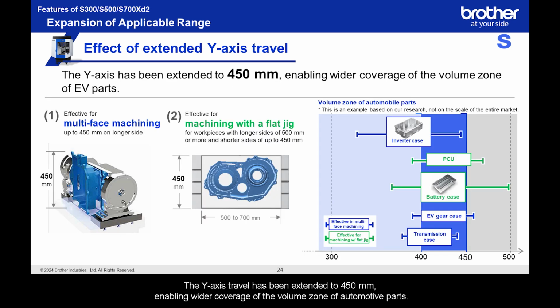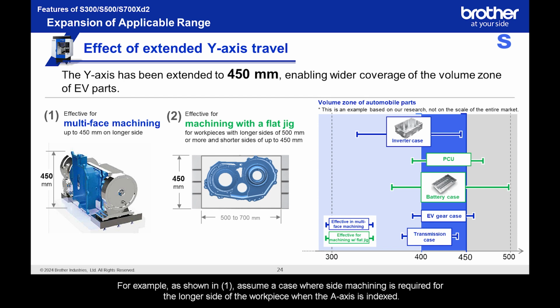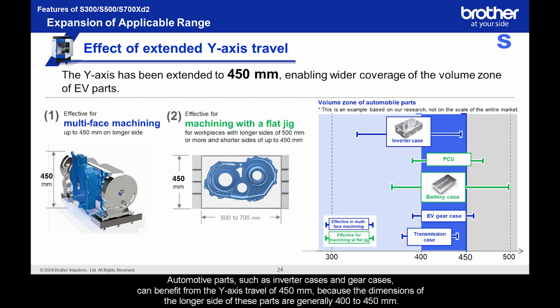The Y-axis travel has been extended to 450 mm, enabling wider coverage of the volume zone of automotive parts. For example, as shown in 1, assume a case where side machining is required for the longer side of the workpiece when the A-axis is indexed. Automotive parts, such as inverter cases and gear cases, can benefit from the Y-axis travel of 450 mm, because the dimensions of the longer side of these parts are generally 400 to 450 mm.